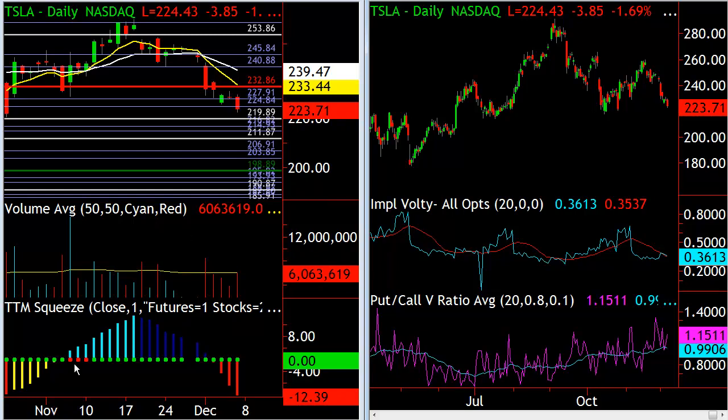Now, the squeezes and stuff like that are great, but if you can understand squeezes in the context of the bigger psychological pattern, it just gives you a huge edge.